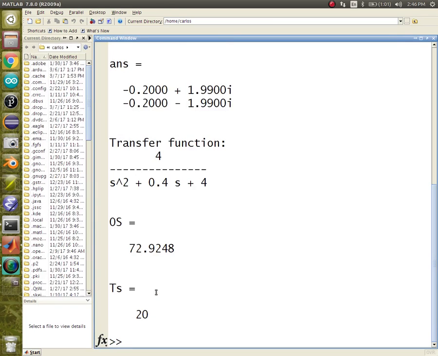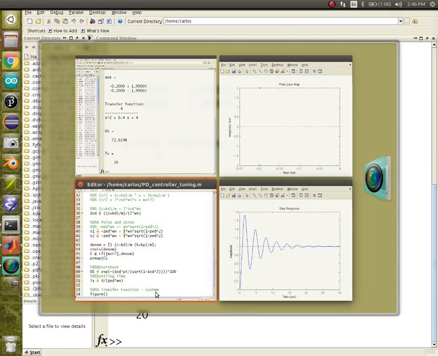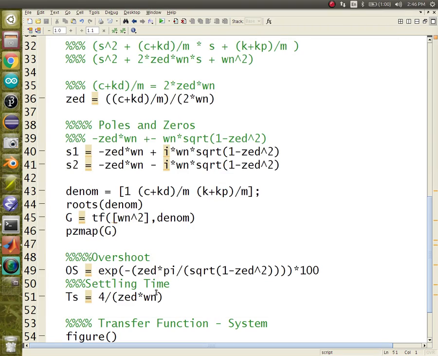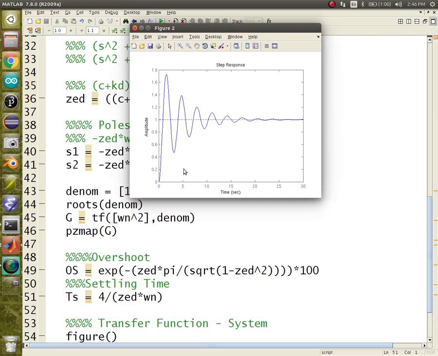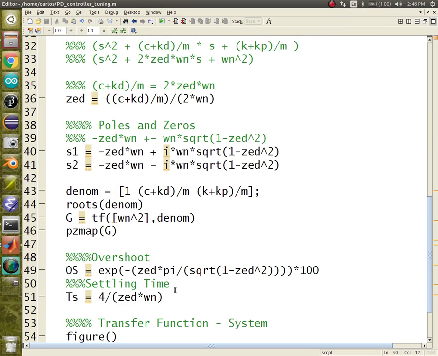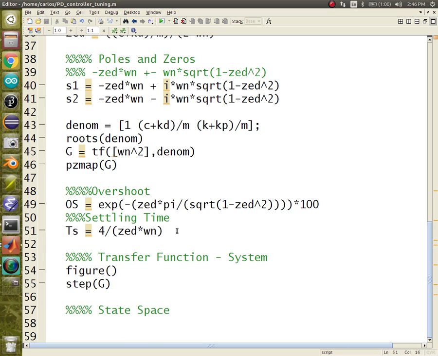And so my settling time is 20 seconds, and if you look at the plot here, you can see that it takes a long time for these oscillations to settle out. My rise time, there's no closed form solution for that, so we'll skip that one. You can get peak time, but peak time is not really important. In my opinion, overshoot and settling time are the most important. Okay.